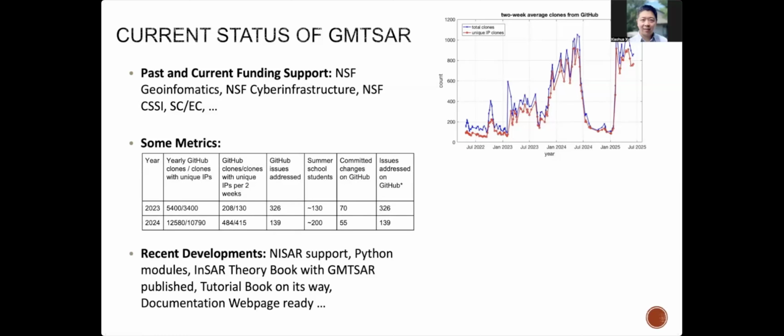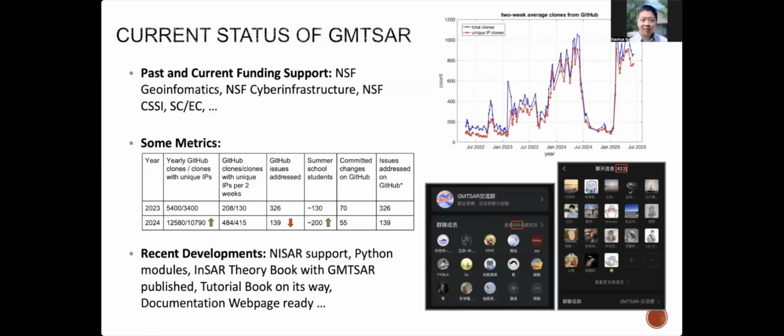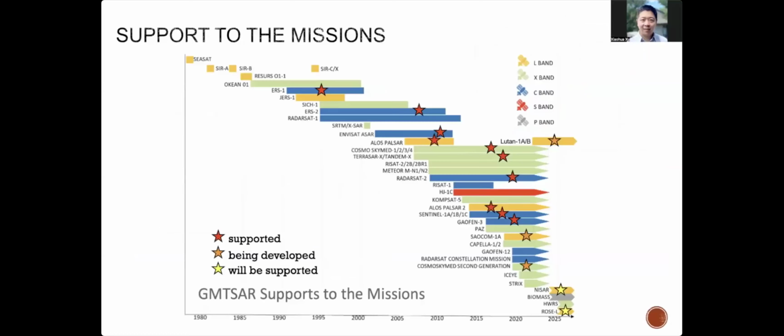As for some of the metrics, since 2013, we've had a big surge of user increase. What's shown here are the total and unique clones every 2 weeks. Yet the number of issues is actually dropping quite a bit. That doesn't mean that our software is getting perfect, but instead, we're finding an alternative way to respond to users' feedback. That is by hosting group chats. It is a little bit more immediate and quite interactive. These are 2 group chats in China right now. They sum up to a total of around 1,000 users.